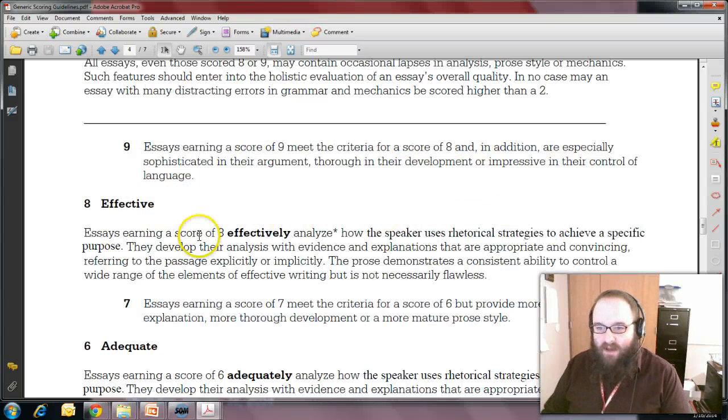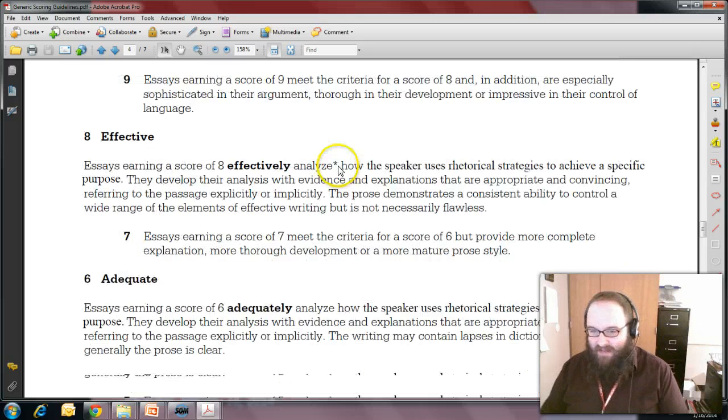Okay. A 9 is just a really good 8. Essays earning a score of 9 meet the criteria for a score of 8, and in addition are especially sophisticated in their argument, thorough in their development, or impressive in their control of language. These are just the select group of outstanding 8s that earn a 9.